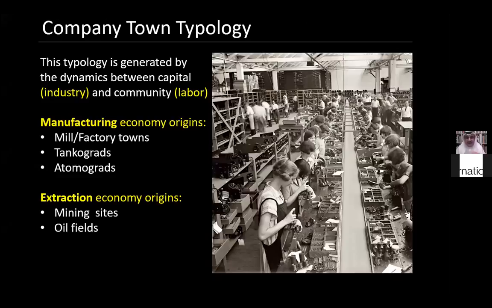Before we jump to Khobar directly, I want to highlight a concept that is critical for understanding how Khobar was planned, and that is the company town typology that was born out of the capital enterprise in North America, especially. It's a typology that mixes the capital or the industry and the community or the laborers.